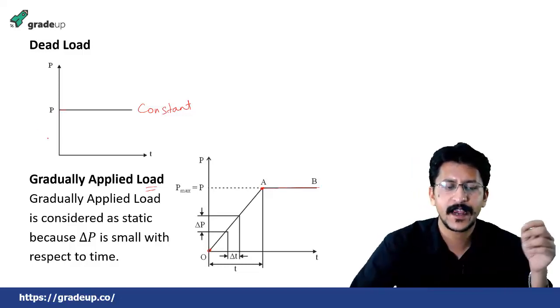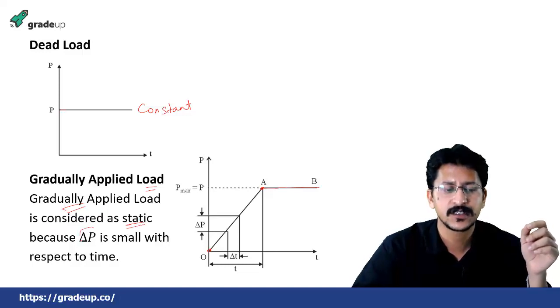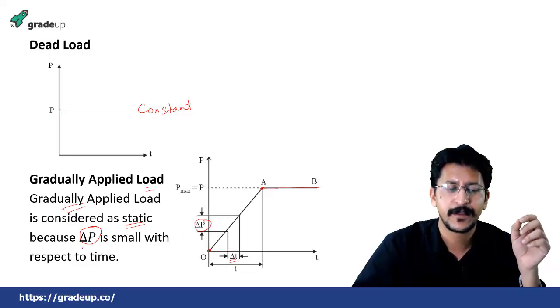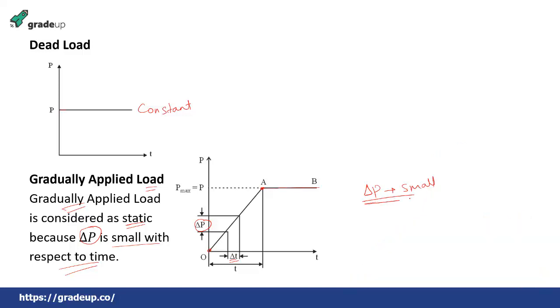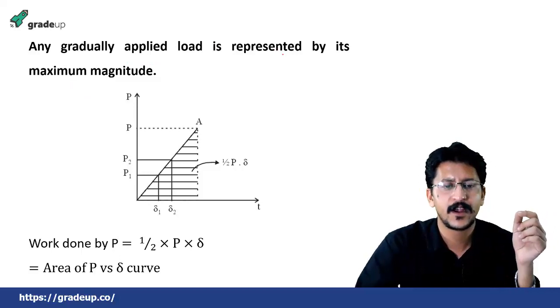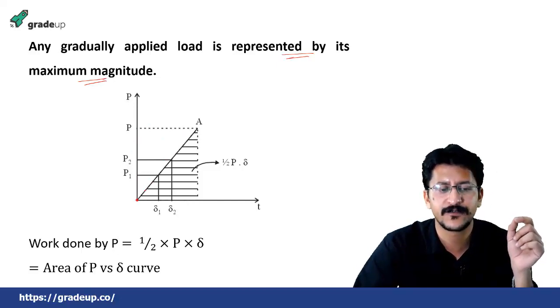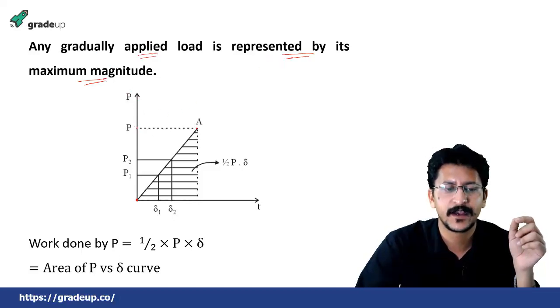Okay. So in that case, that is known as a gradually applied load, and gradually applied load is considered as static because delta P, if you take any small time duration delta T and in that time you take delta P, so delta P is small with respect to time. Okay, so delta P is small in case of gradually applied load. Any gradually applied load is represented by its maximum magnitude. That means if we are talking about this gradually applied load which is increasing from 0 reaching the maximum value P, so the gradually applied load will be represented by this magnitude P.